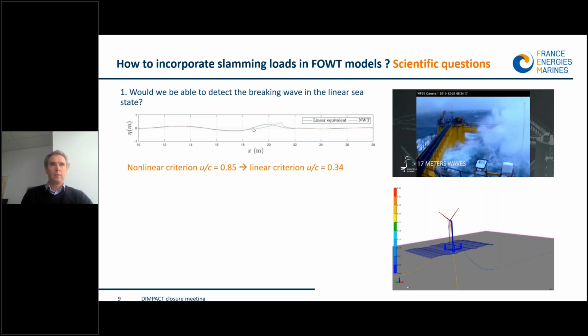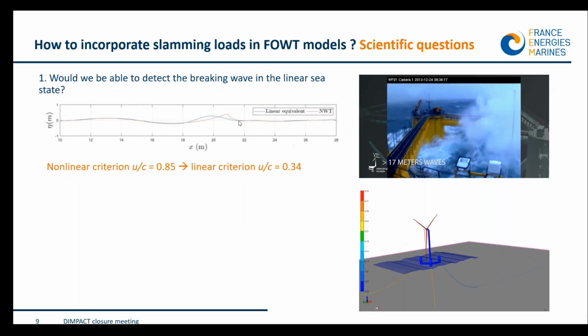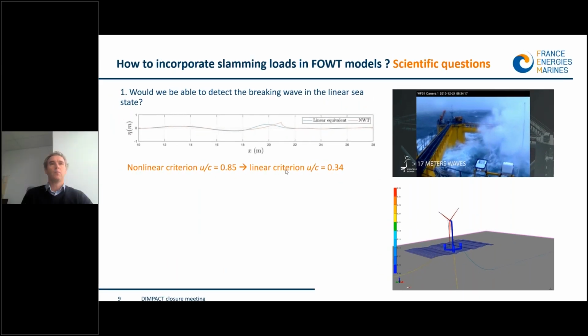What we found, by comparing nonlinear wave simulations, in red here, where you have a nearly breaking wave profile, is a linear equivalent criterion of U over C equal to 0.34, meaning that theoretically we are able to detect a breaking wave within this very simple linear system.